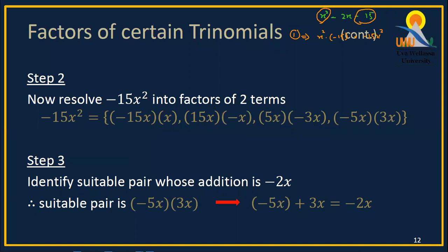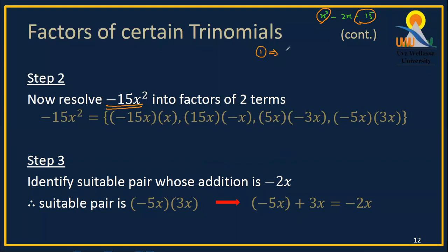The second step says that now we have to resolve this minus 15 x squared into factors of two terms. Since we have a quadratic equation, we can have only two linear factors. We cannot have more than two linear factors if we have a quadratic equation. We have already obtained this in the first step.